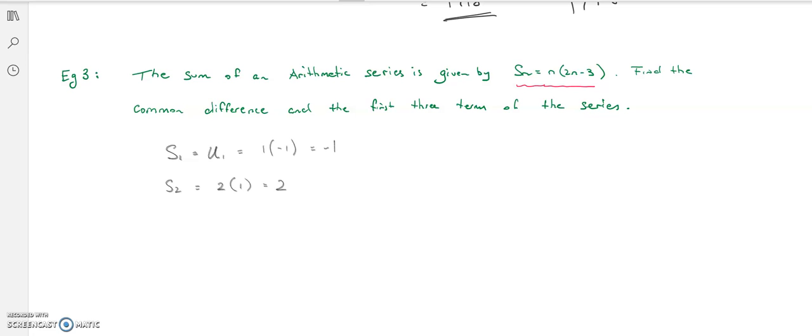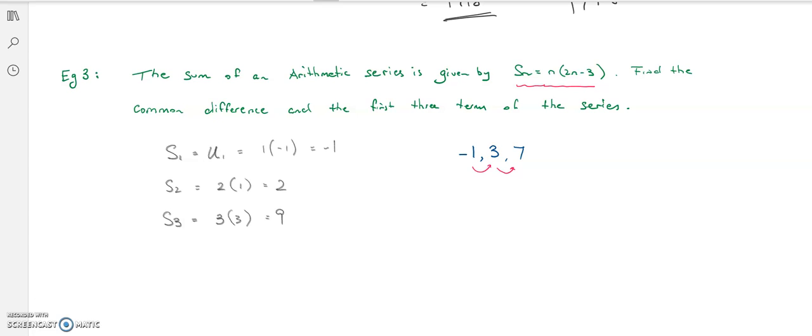So if my first term is minus 1 and the sum of my first 2 terms is 2, if I go over here and just start to write out my sequence, I go minus 1. Now this one plus this number have to equal 2. So that number must be 3. Let's see if this works. Let's go to S3. That's equal to 3 by 3, which is 9. Now if this is working out okay, I'm at 2 at the moment. I need another 7 to make 9. Minus 1 plus 3 plus 7. Yep, that looks good.